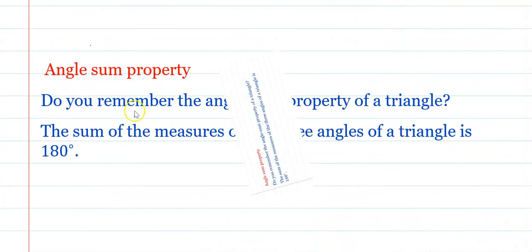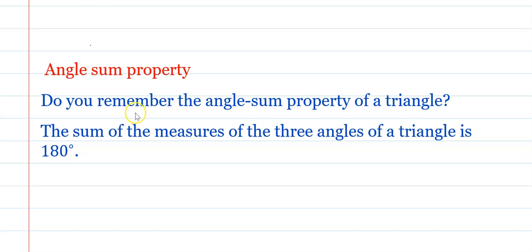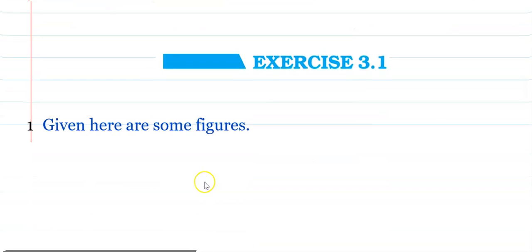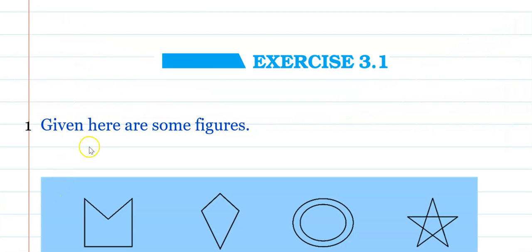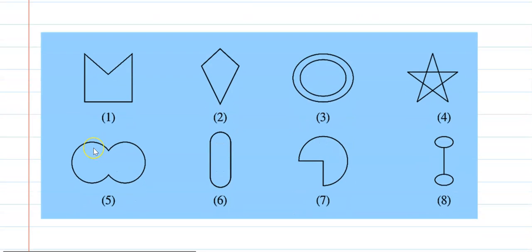Angle sum property. Do you remember the angle sum property of a triangle? Yes. The sum of the measures of the three angles of a triangle is 180. Now we'll start Exercise 3.1. Given here are some figures. See this here. Total 8 figures are there.